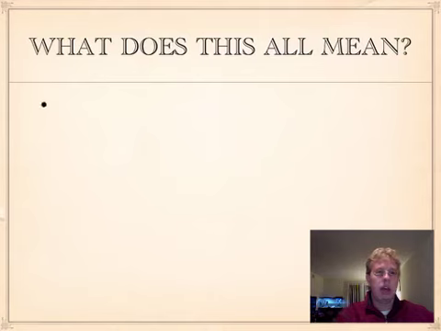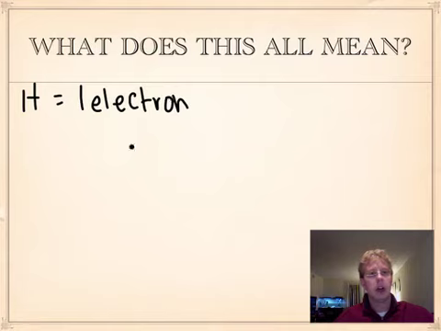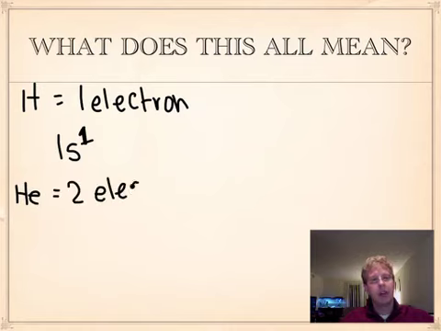If we go ahead and look at hydrogen, hydrogen has only one electron. Hydrogen's electron configuration is simply going to be 1s1. And the reason I write just 1s1 instead of 1s2 is there's only one electron to place. If we continue with helium, which has 2 electrons, we get 1s2.